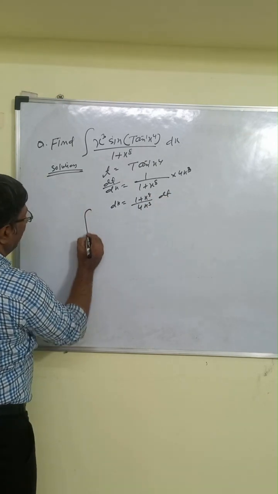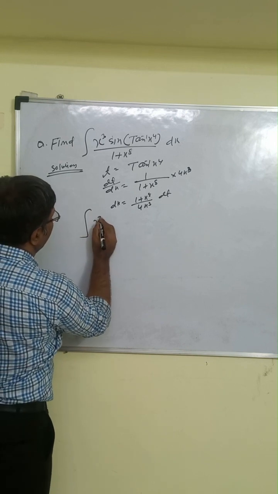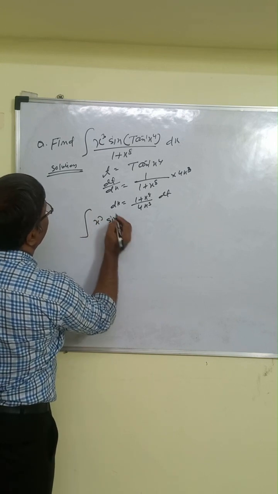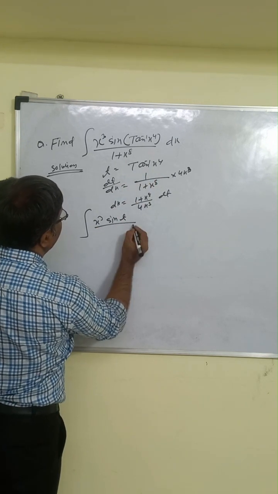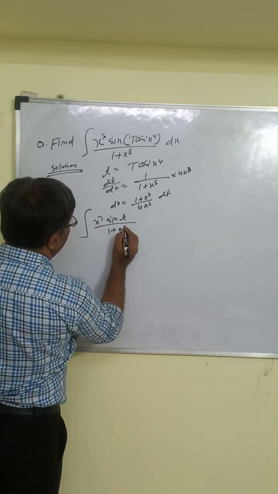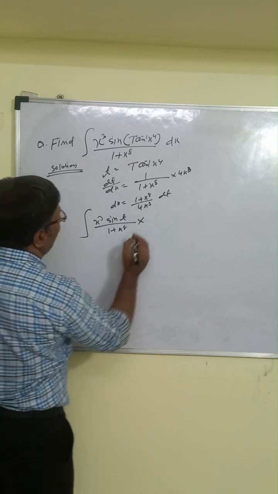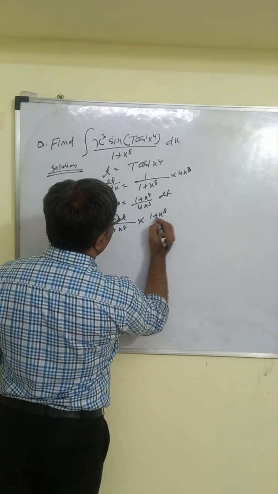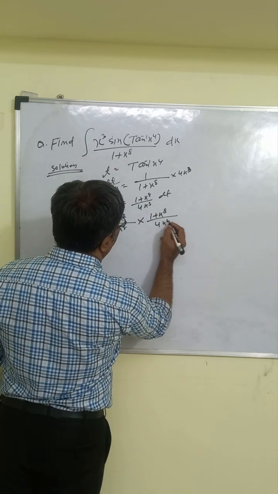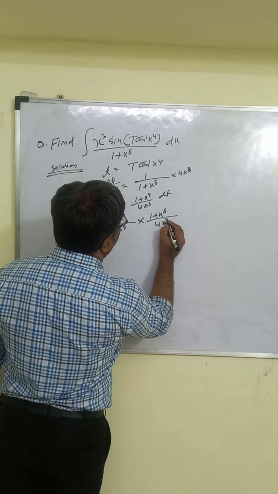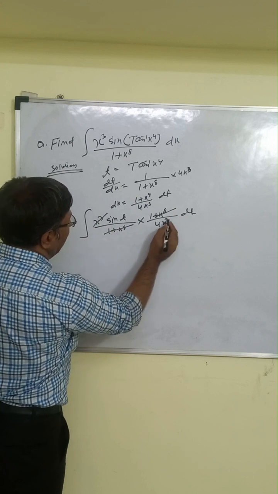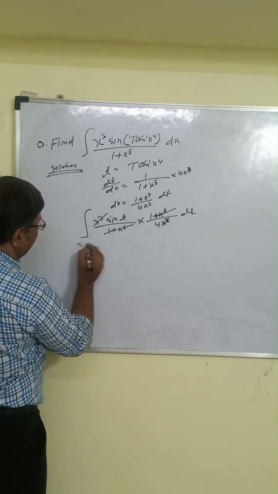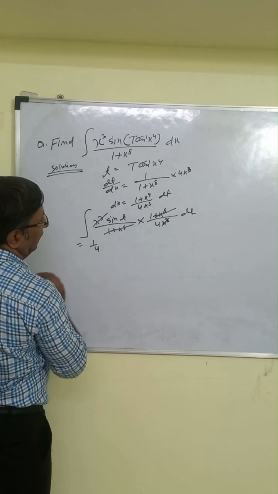dt. So when we put this value here, x cube into sin of tan inverse x to the power 4 is t, so we get sin t, and here 1 plus x to the power 8, and dx equal to what? 1 plus x to the power 8 upon 4x cube, and this is dt. So 1 plus x to the power 8 cancels, x cube cancels. So we'll get what? This is 1 by 4.